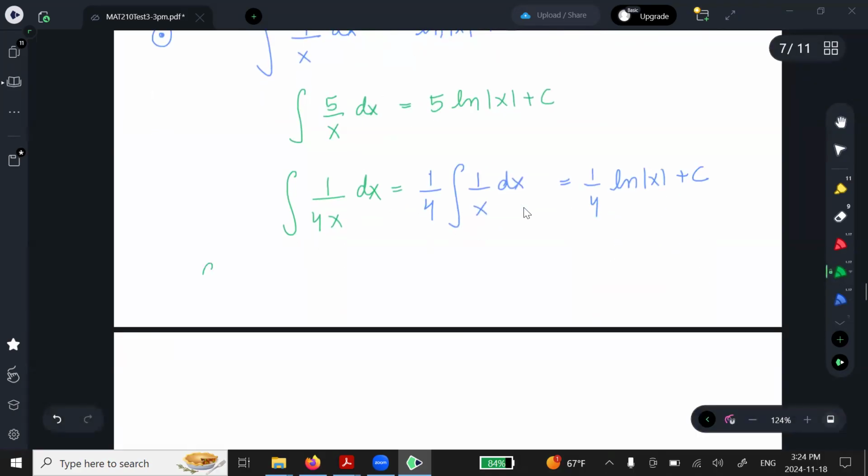What about this one? Let me ask you one more. What about the integral of 1 over 4 x squared dx? It's just a random question. I want to just make sure you know the concepts. Anyone? Come on.